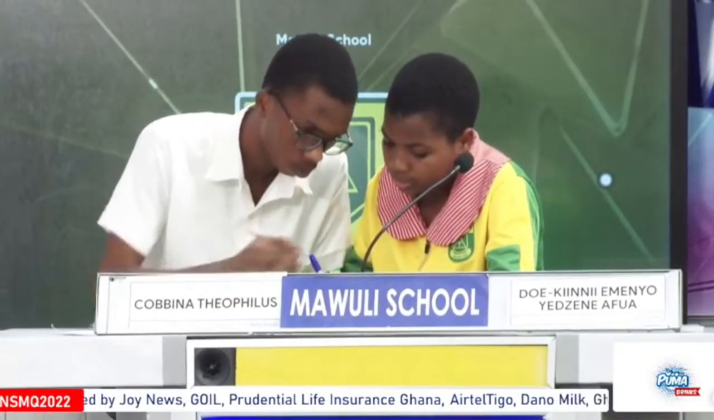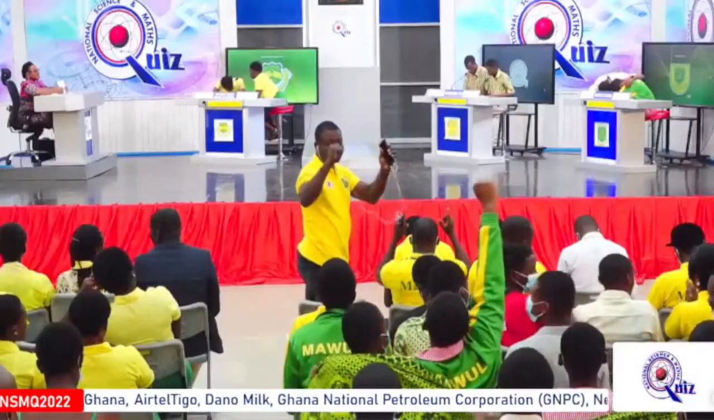Mawuli school. Temperature at the triple point of water equals 273.16 Kelvin. True. That is correct. And that's the end of the fourth round.